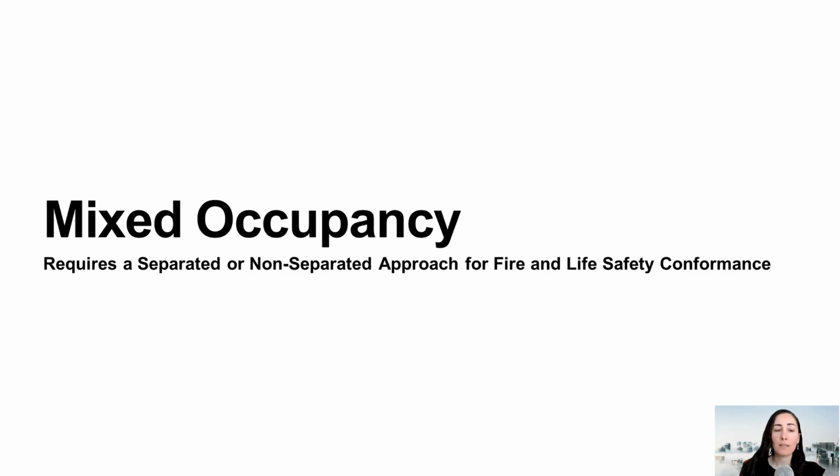So let's summarize. Buildings and spaces are classified into occupancy groups based on their uses per Chapter 3. These groups are further subdivided to provide more specific requirements for the different types of uses within that same occupancy, and accessory occupancies and incidental uses may also be present.